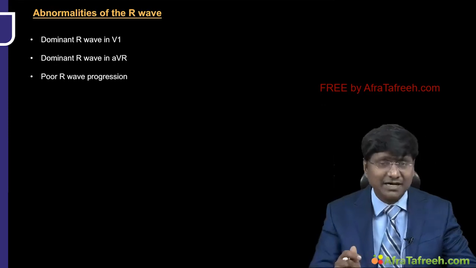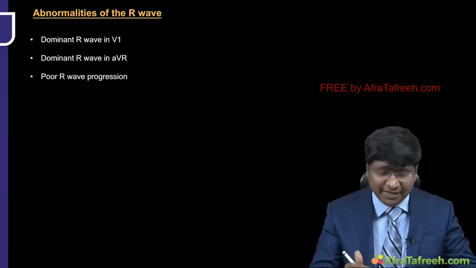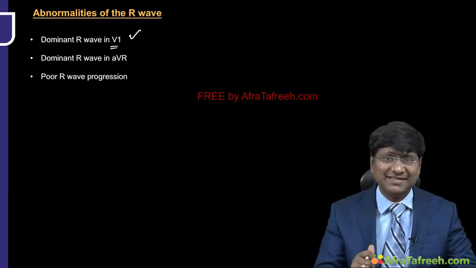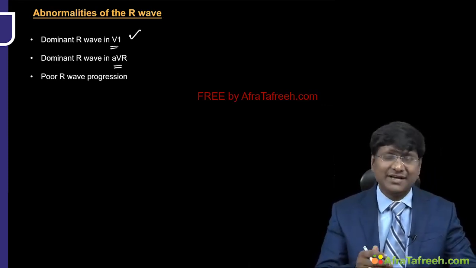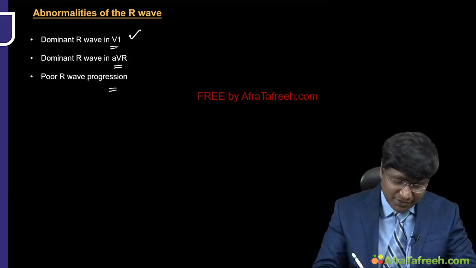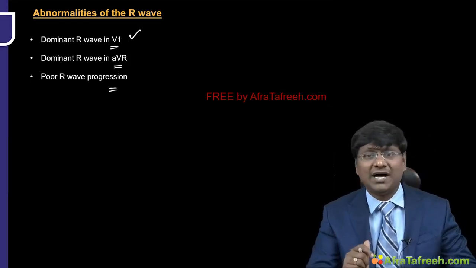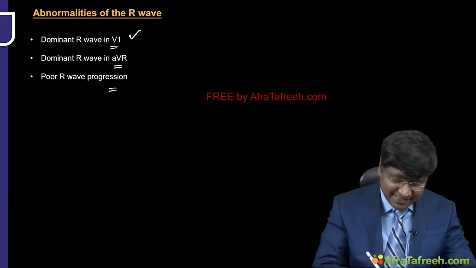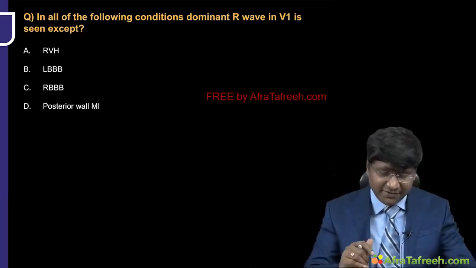Now let me take up the abnormalities of the R wave. That includes, number one, dominant R wave in V1. What are those conditions? I will discuss. Dominant R wave in AVR. What are those conditions? I will discuss. What are the conditions where you will have poor R wave progression? Now, first let me discuss the presence of dominant R wave in V1.